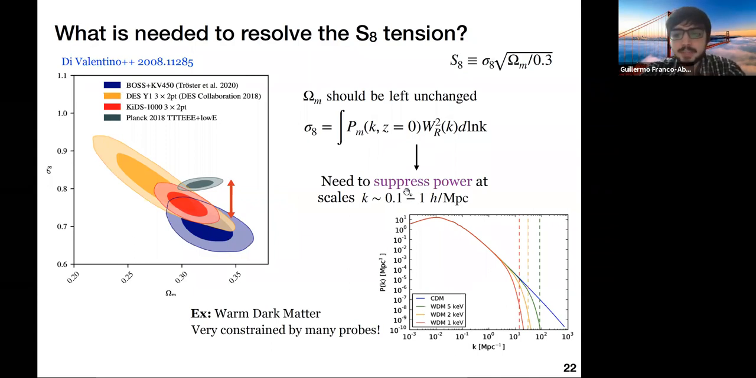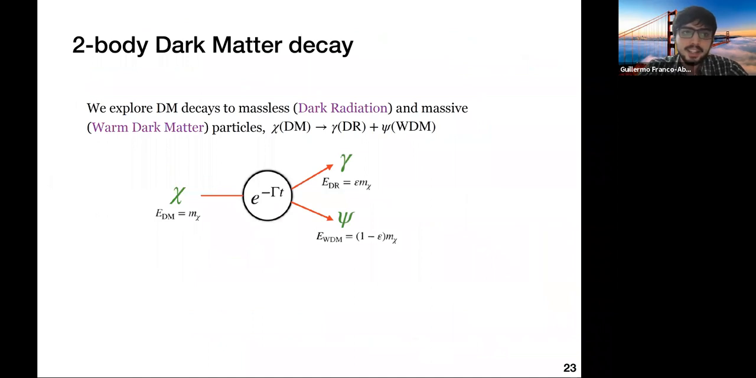So a priori, there are a lot of mechanisms that have been proposed to suppress power. And one of them is, for example, warm dark matter. This has been known for a long time, but the problem is that warm dark matter is very constrained by many different probes. And it has already been shown that warm dark matter is not able to provide the amount of suppression you need at these scales. So for this reason, it is worth exploring other, more exotic models that also produce power suppression. And this is why we wanted to study the dark matter decay.